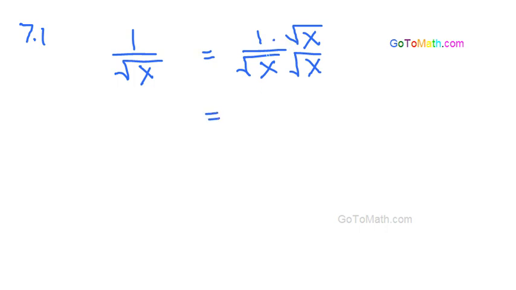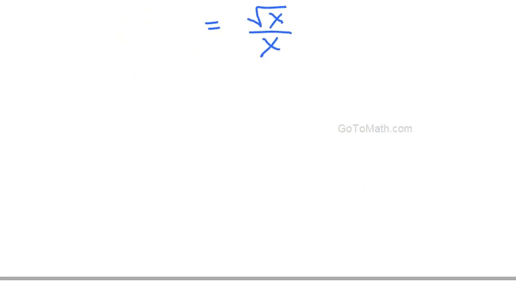And so now we end up with 1 times the square root of x over x, right? Square root of x times square root of x is just x. Alright, let's take a look at another one here.